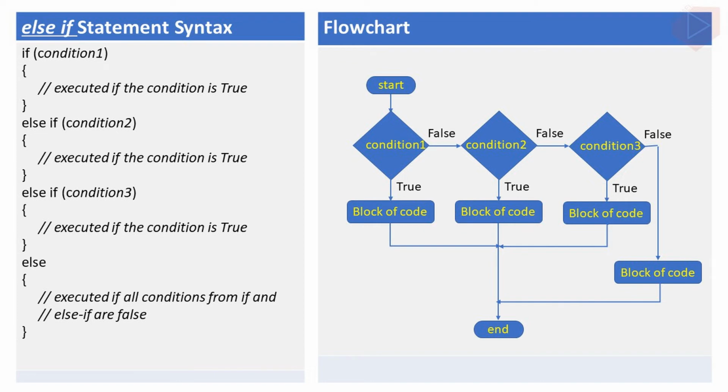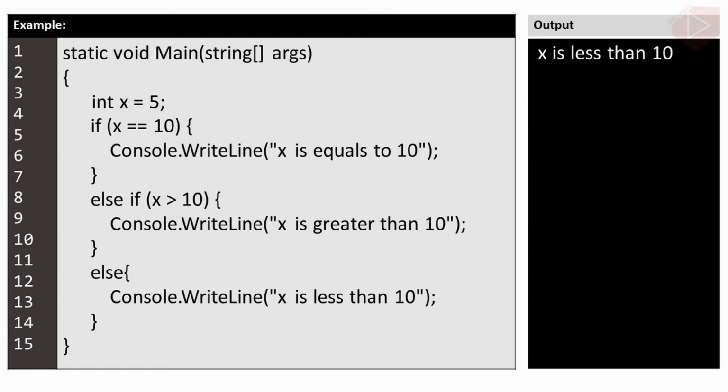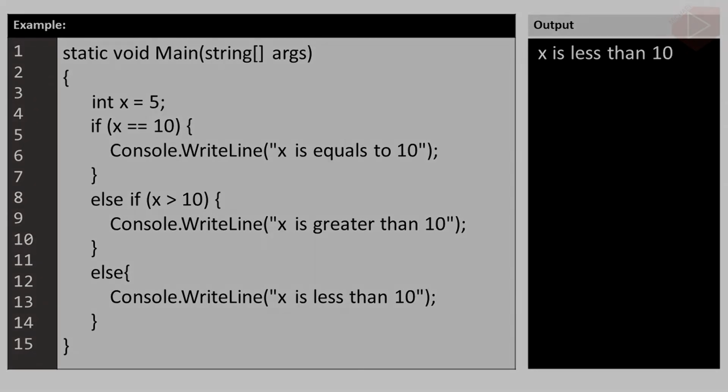Optionally, you can end the chain of if-else if statements with an else. In this syntax and flowchart, if none of the conditions return true, then the code inside the else block will be executed. In this example, the if-else if statement will start the execution from the top to bottom, and will check if any condition is matching or not to execute the respective code block. In case no condition is true, then the else block will be executed.